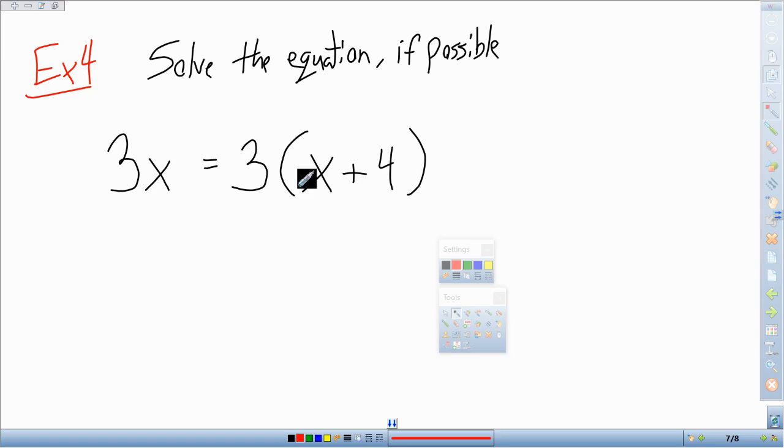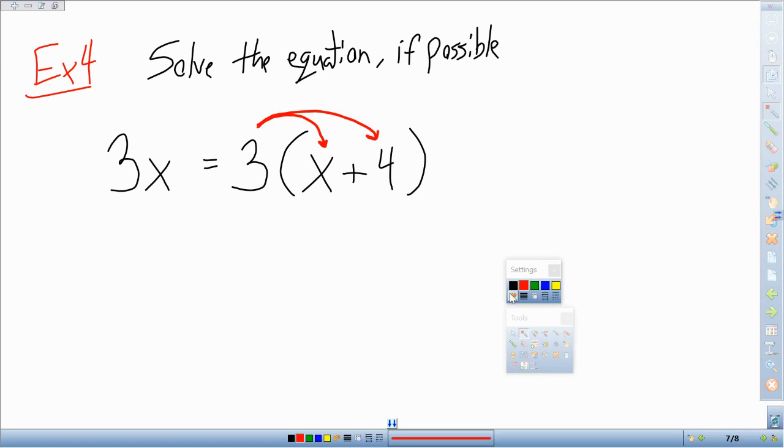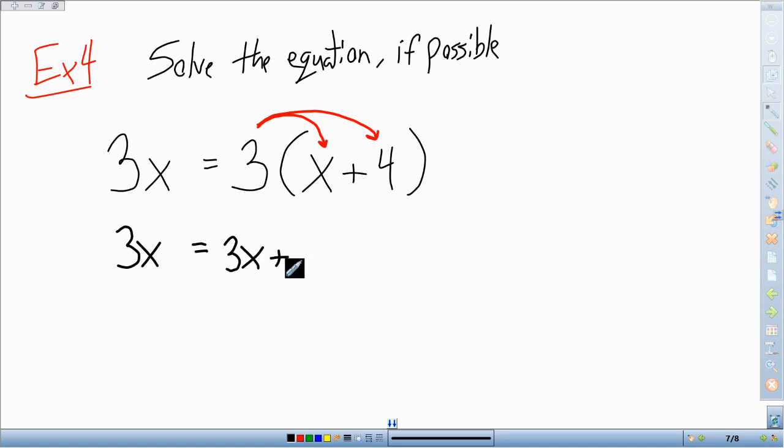So I noticed variables on both sides, a good thing to keep in mind. But we have distribution, so let's start there. Distribute 3. I've got 3x equals 3 times x is 3x, and 3 times 4 is positive 12. Now I'm going to get my variables to one side. You can see what's about to happen, right? I'm going to bring my x's over to the left and subtract 3x.